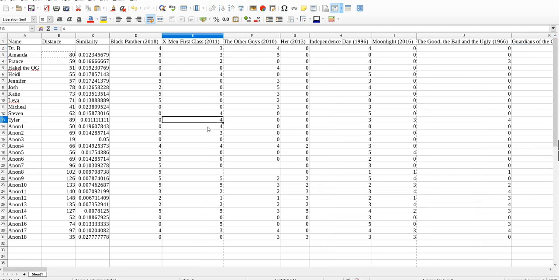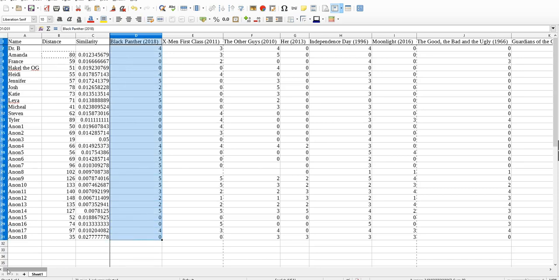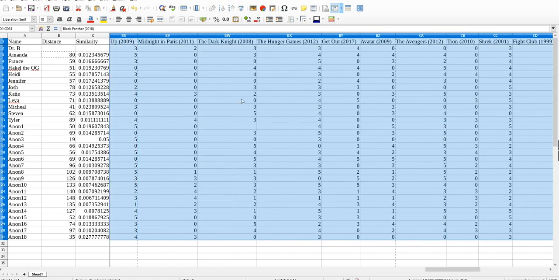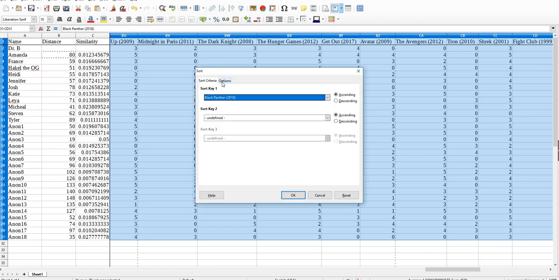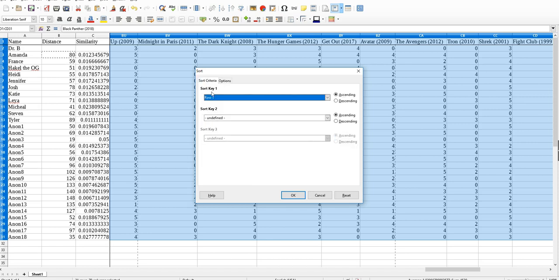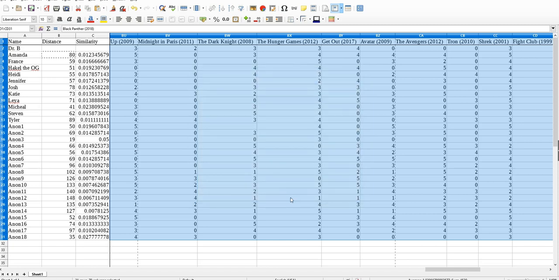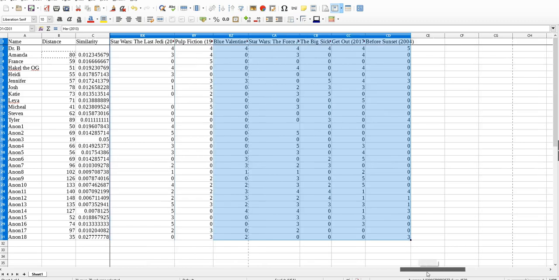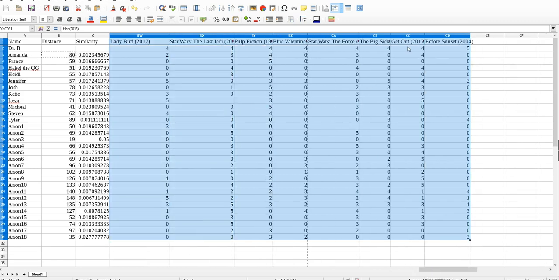So in order to do that efficiently, I'm going to end up sorting the columns in this spreadsheet according to whether or not I, the user that wants a recommendation, have seen them. So I'm going to use the sort option, and I'm going to actually sort the columns, not the rows. And I'm going to sort on my ratings, which are in row 2. So this will put all of my 5s last, then all of my 4s next to that.